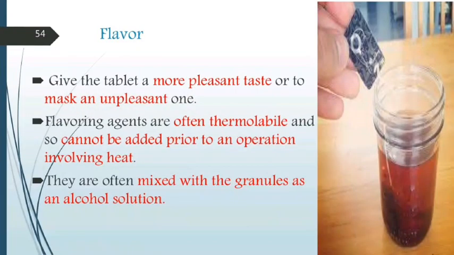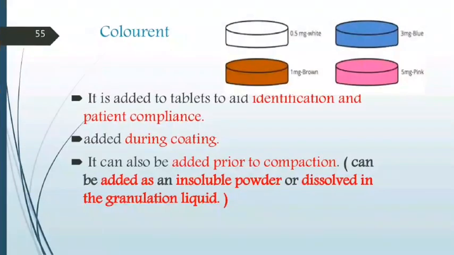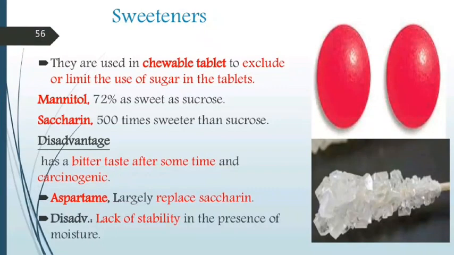Then flavors: you need to have a particular type of flavor because of the added flavoring agents. Then you have colorants. Particular types of colorants can also be used. They are biocompatible. Natural colors can also be added during coating, or sometimes they are added before the process of compression of the tablet. And sweetening agents increase the palatability of the tablet, especially important for chewable tablets. Commonly used sweetening agents are mannitol and saccharin.